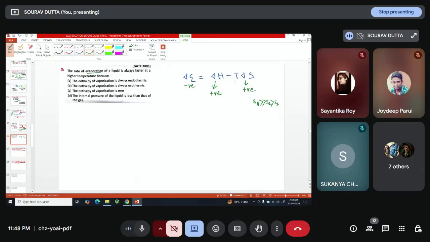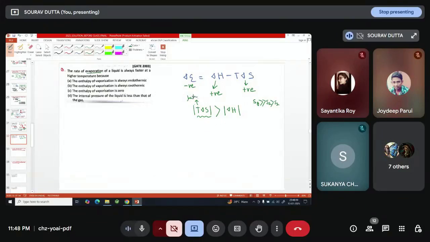That means the negative value has to overcome the positive value, then delta G will be negative. So to become delta G negative, T delta S must be higher than the delta H value. So to make T delta S higher, T must be high.